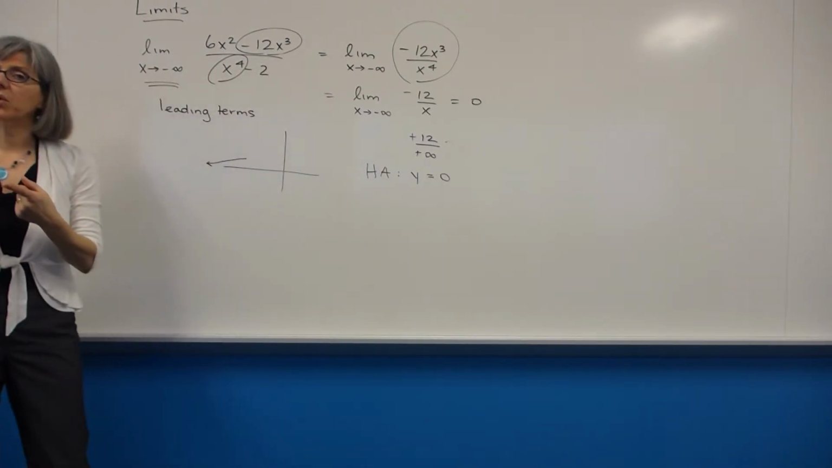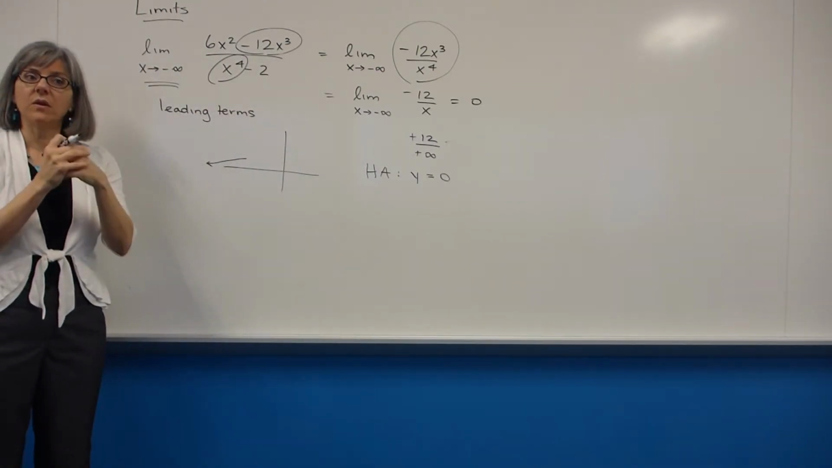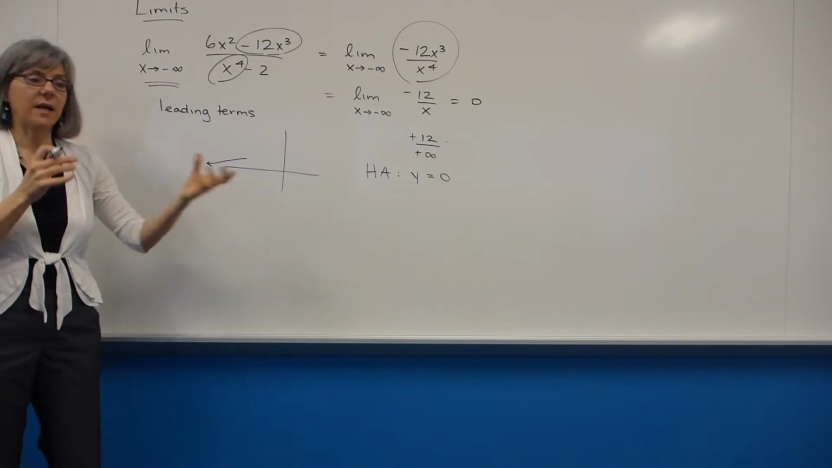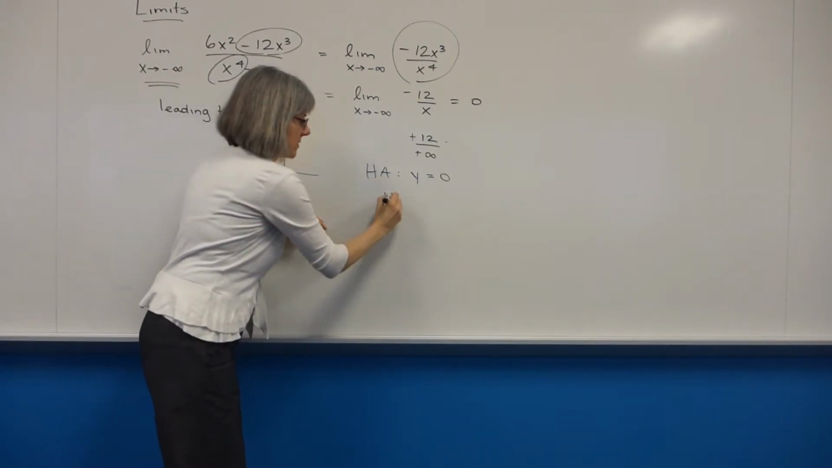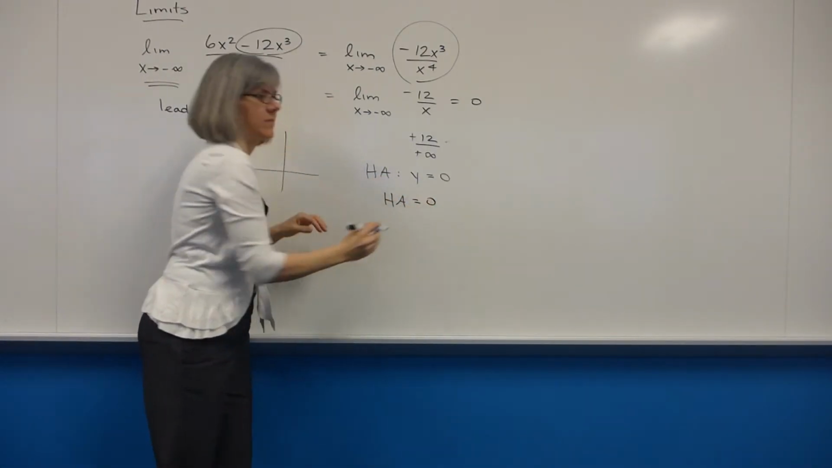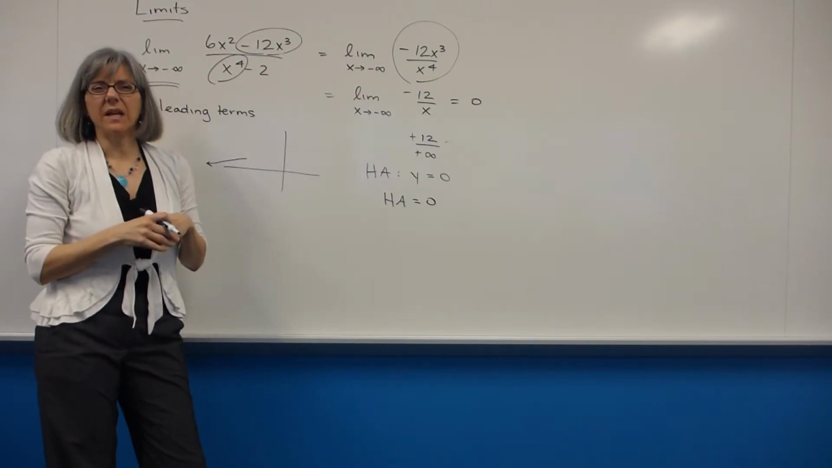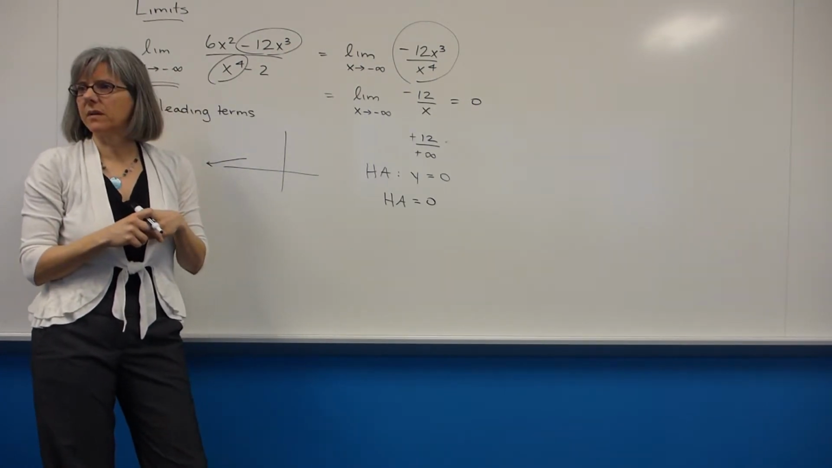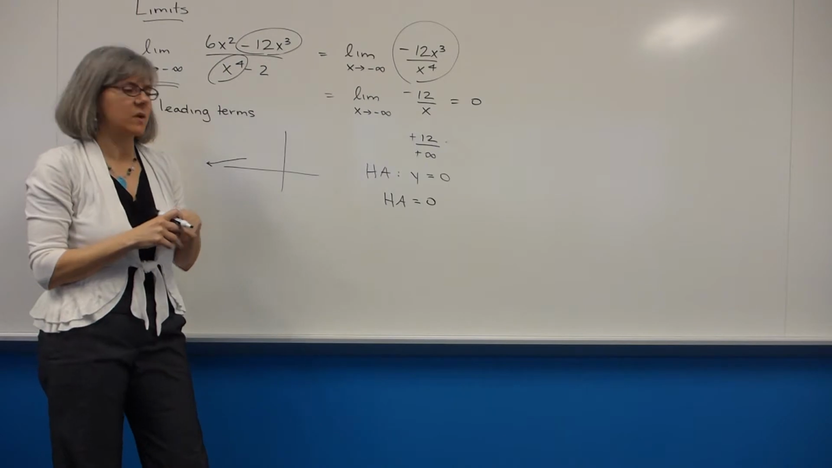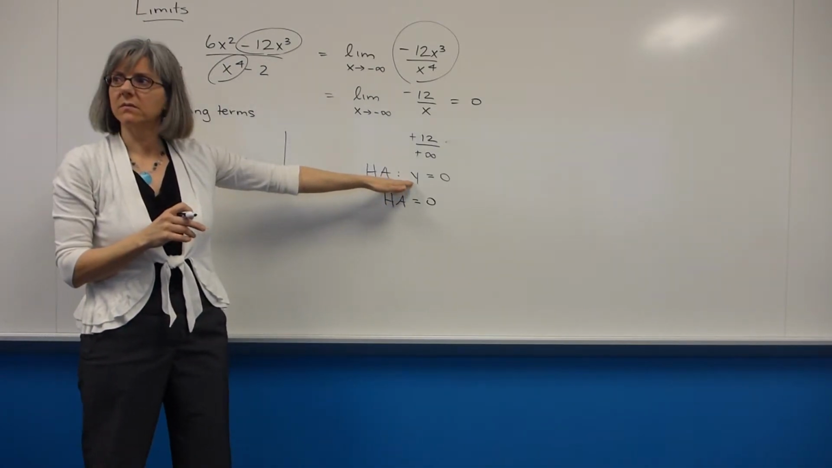Remember to write your points as ordered pairs and your asymptotes as equations. Don't write this. I know what you mean, but it's kind of like text talk. It's not very precise, not very formal. So this is correct.